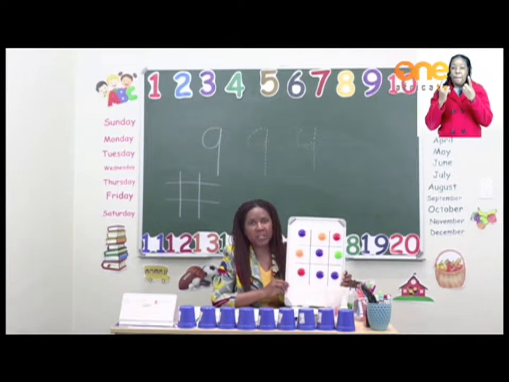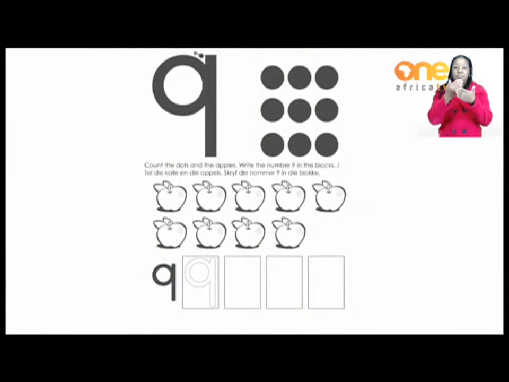Now let's go back to our booklets. We would like you to count again the number of apples on booklet page 3. Let's count together and please point to the number as we count. 1, 2, 3, 4, 5, 6, 7, 8, 9. There are 9 apples on page 3 of our booklet.